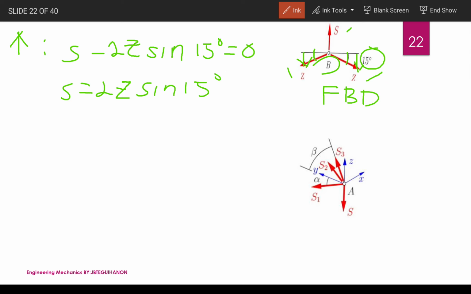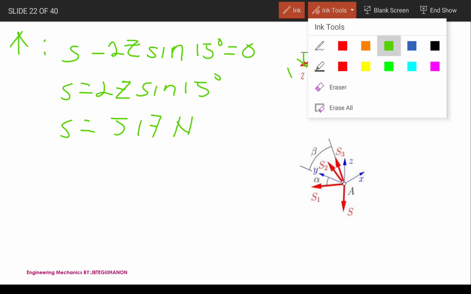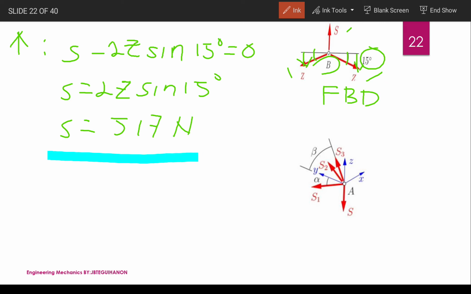So, given ba yan? Of course, plug in mo yung given sa Z. Okay, which is 1,000. So, it will give you approximately 517 Newton. Okay, 517 Newton, that is your S. Okay?